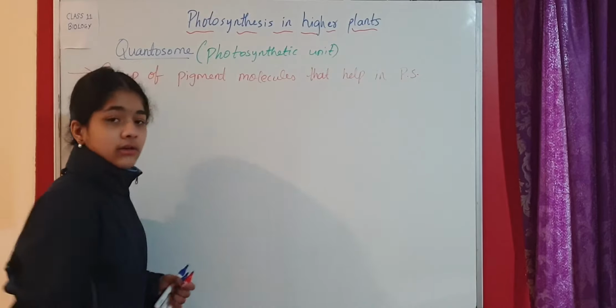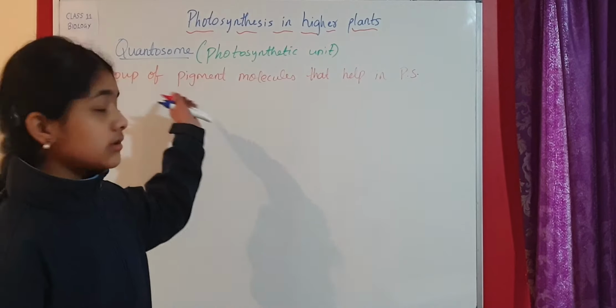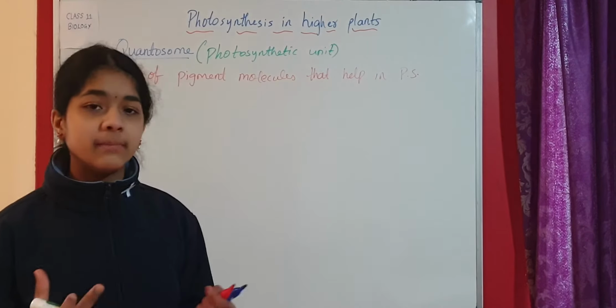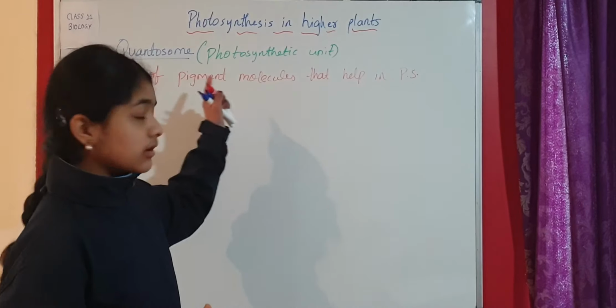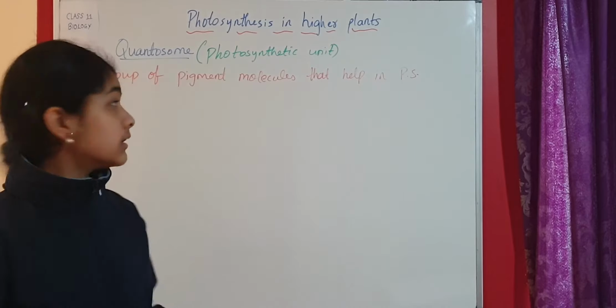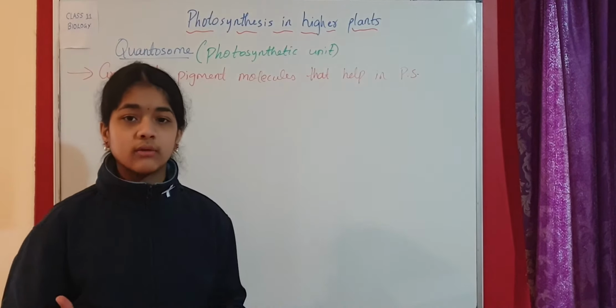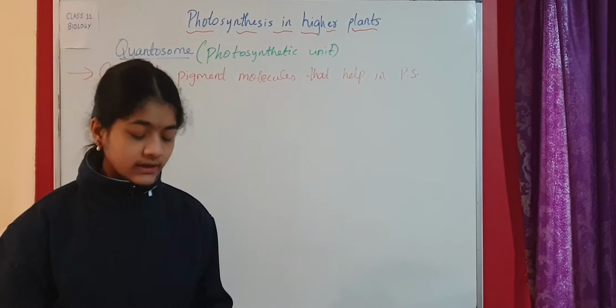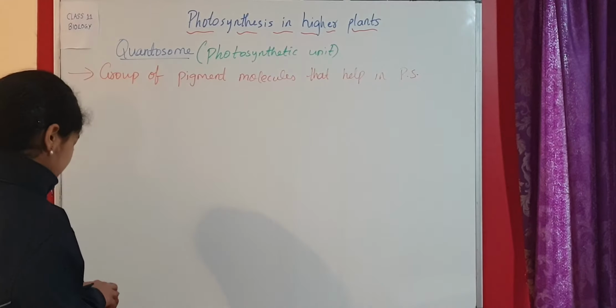So it is the basic unit of these quantosomes. So quantosome is the basic unit and it is usually called the photosynthetic unit. Now what does this quantosome include? Like what does it have? What are the parts? Let's see the structure of quantosome now.